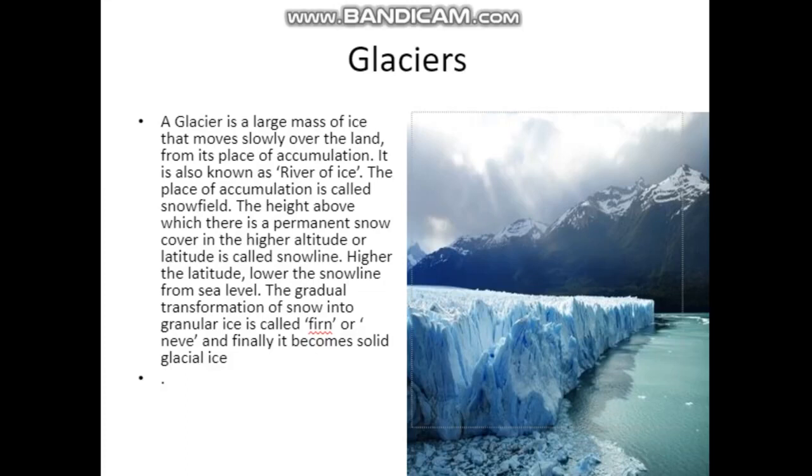The place of accumulation is called snowfield. The height above which there is a permanent snow cover in the higher altitude or higher latitude is called snow line. Sometimes they may ask the question, what do you mean by snow line? Snow line means the height above which there is permanent snow cover in the higher altitude and higher latitude. The higher the latitude, the lower the snow line from the sea level.